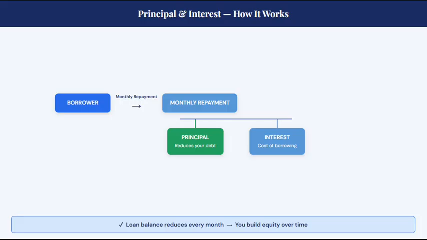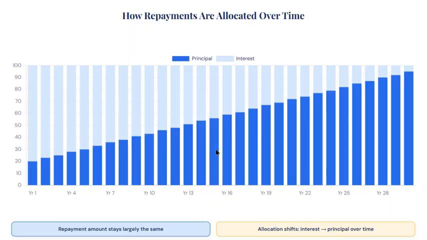Principal and interest, often called P&I, is the most common type of home loan repayment. Each repayment consists of two parts: the principal, the amount you've borrowed, and the interest, the cost charged by the lender. With a P&I loan, your regular repayment amount is generally fixed, assuming the interest rate doesn't change. What changes behind the scenes is how that repayment is allocated.